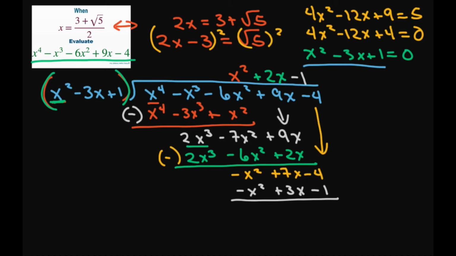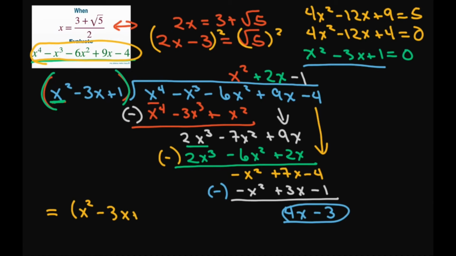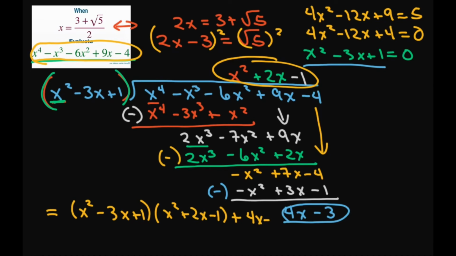And then we're going to subtract the whole thing to eliminate our term. That's going to give you 4x minus 3. This is your remainder. So basically, and I'm going to save some space here, this whole polynomial equals x squared minus 3x plus 1 times this here, so that's going to be x squared plus 2x minus 1, and then plus your remainder, 4x minus 3.